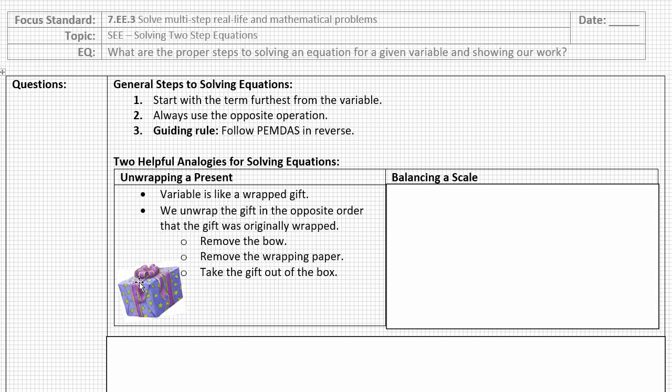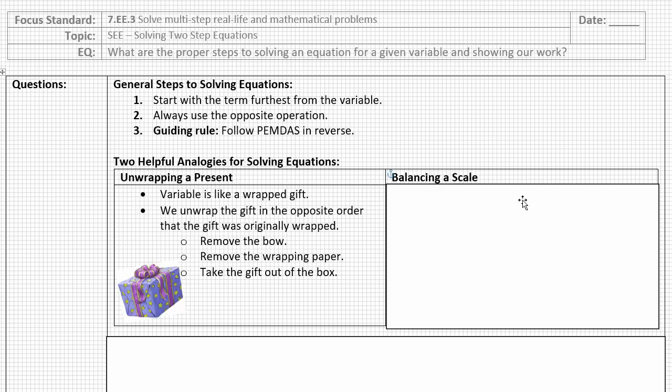And when we unwrap a present like this, or a gift, we unwrap it in the opposite order that the gift was originally wrapped. So first we remove the bow, and then we remove the wrapping paper, and eventually take the gift out of the box. So we're going to try and think about the variable inside of an equation being like that wrapped gift, and starting with the furthest term from the variable, which is like taking off the bow, and working each layer till we get to that variable.